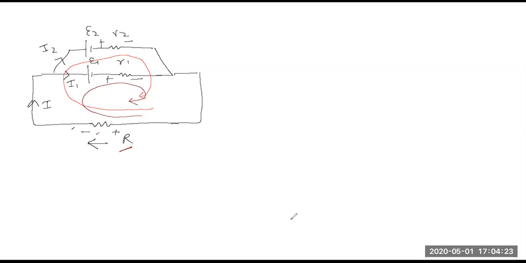Have you got it or not? Yes, no? Just write down the KVL equation and tell me what equations you are getting. You'll have to include this loop, right? And then this loop. You'll get two equations. I'll give you some time to write down the equation.